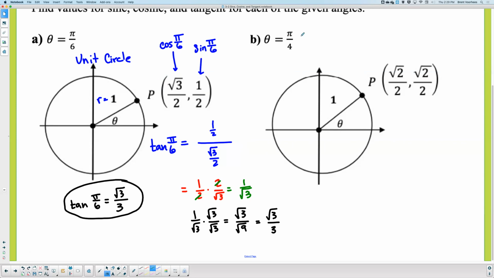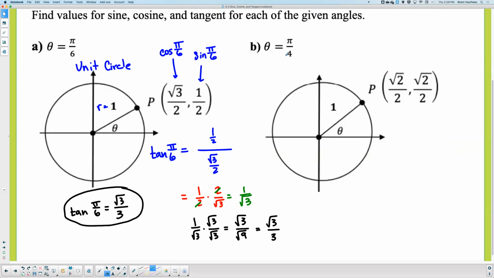All right, what about pi over 4? If I define the sine, cosine, tangent of pi over 4, what is going to be the sine of pi over 4? The y value. Very good. So in this case, the sine of pi over 4 would be equal to the square root of 2 over 2. What's the cosine of pi over 4 going to be? Square root of 2 over 2. That's right, because sine is y, cos is x. Cosine of pi over 4 is going to equal the square root of 2 over 2.